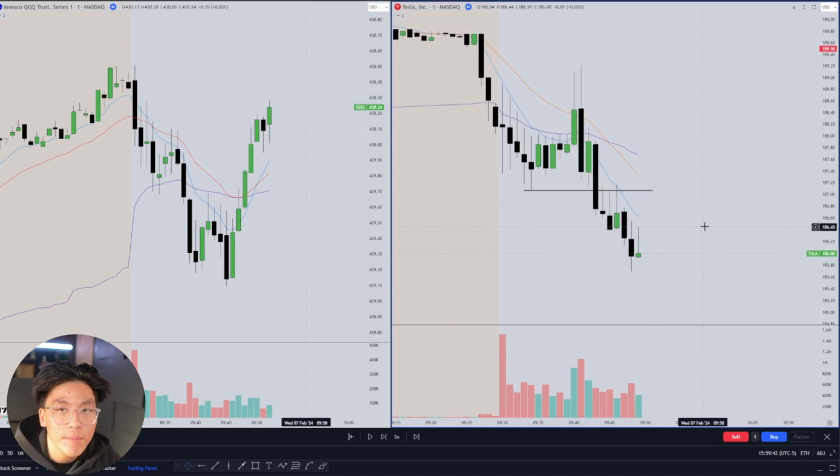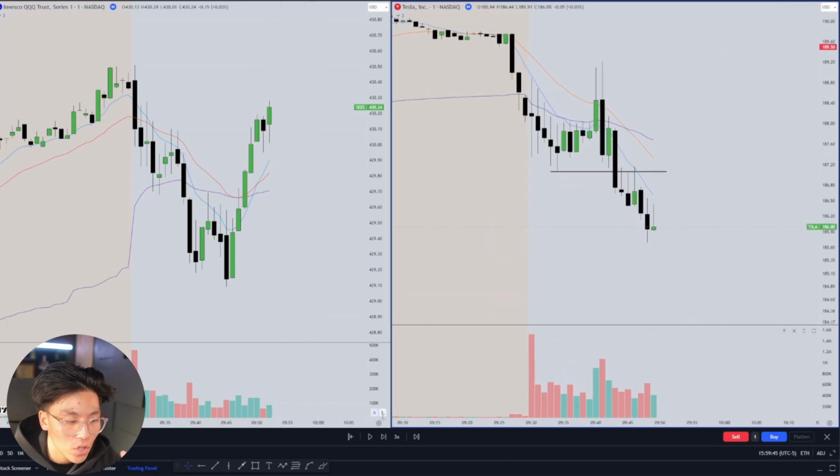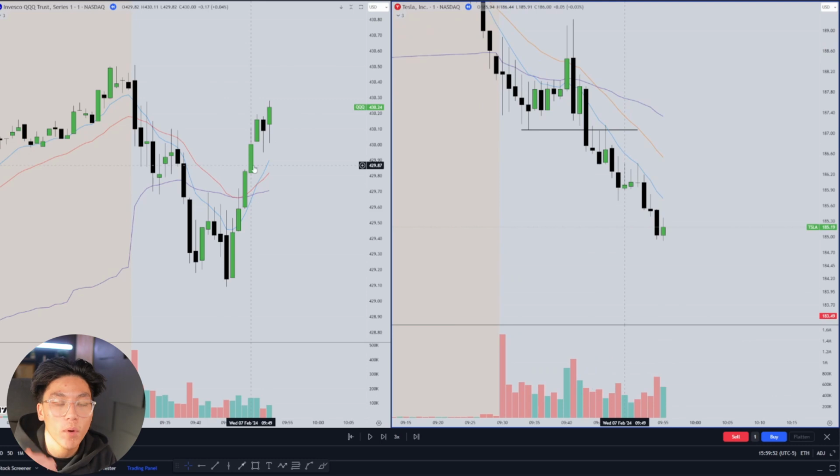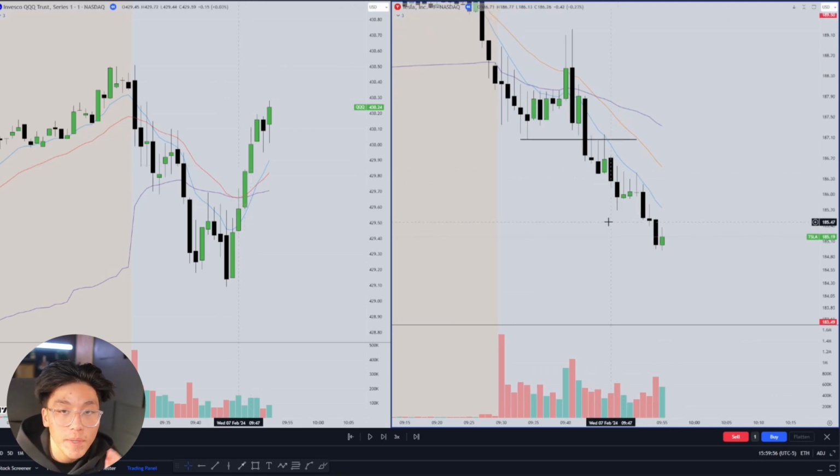So this is a name that you can look to short towards the downside. As you can see right here, the Qs push up, Tesla stays heavy, and you can look at the clear discrepancy between these two names. So basing off this information, you want to be looking for Tesla shorts towards the downside as the Qs are pushing up. So you understand that Tesla is relatively weak compared to the market. If you have a bearish thesis, you want to be looking for shorts on Tesla.